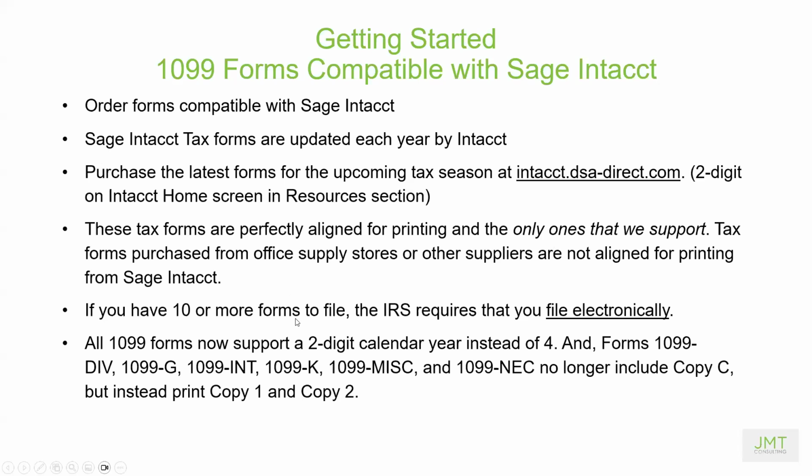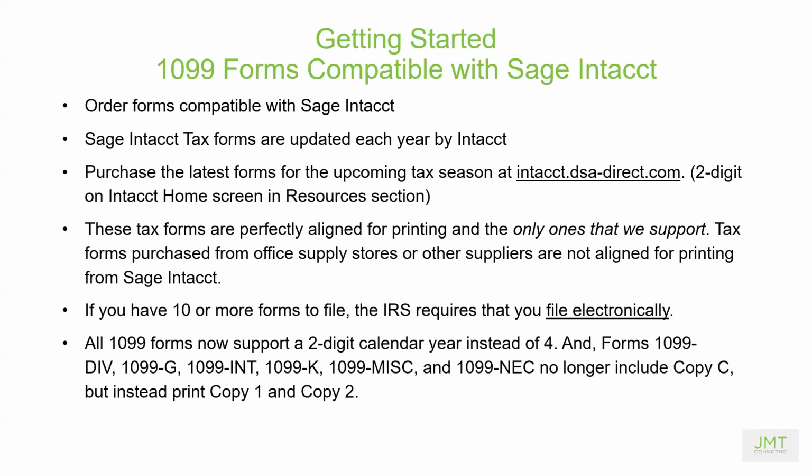Here's the big change. If you have 10 or more forms to file, the IRS requires that you file electronically. So just make sure you have that, because some of you have quite a few more than 10 forms to file. You do have to file electronically. You cannot mail those in anymore to the IRS. The other big change in Intacct for this 2024 year is that all 1099 forms now support a 2-digit calendar year instead of 4.